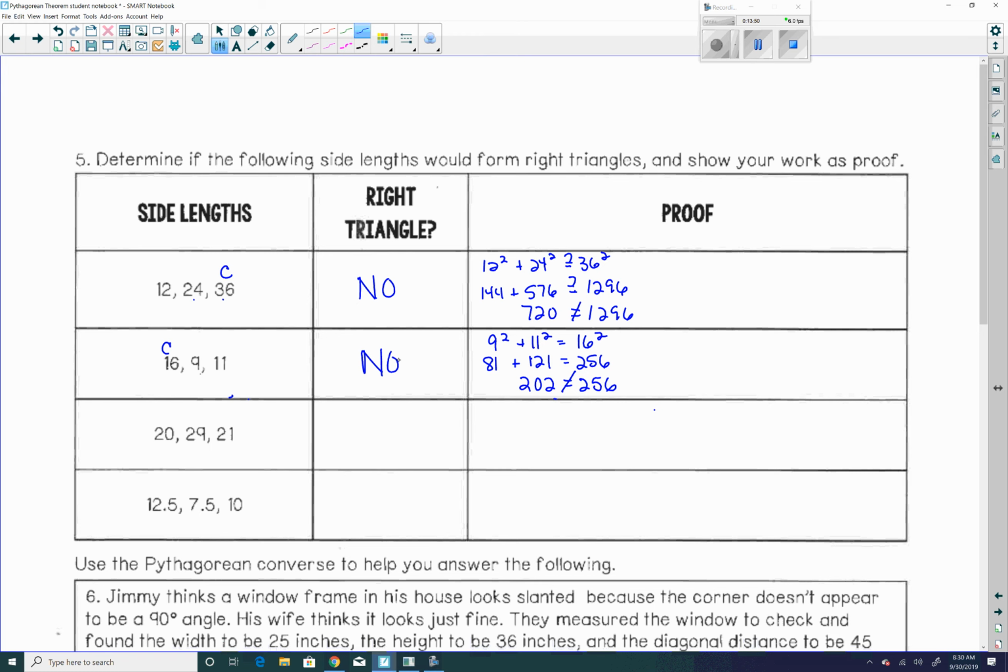Okay, go ahead and see if you can set up the next one. Again, watch the numbers. Pick the largest one to be your C side.